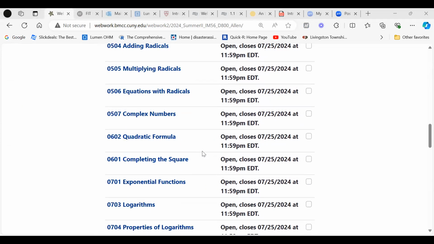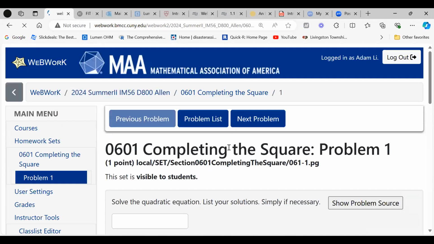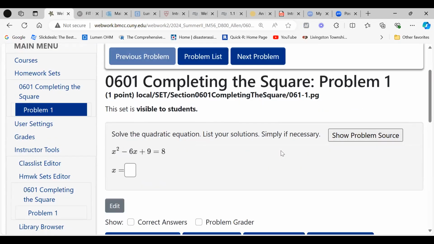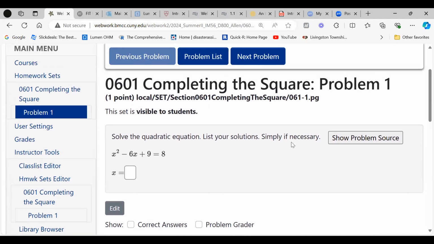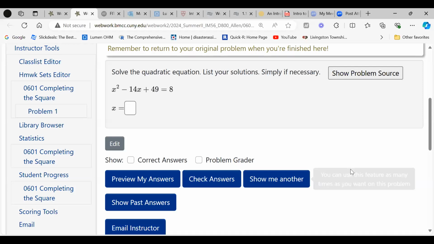Okay, so we are in chapter 6.1, right? It's about completing the square. All right, so I'll actually try a couple of them. Okay, so solve the quadratic equations. And yes, let's start with this. I'm going to show you a couple of them before we do the completing the square.